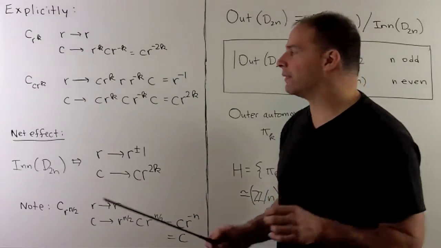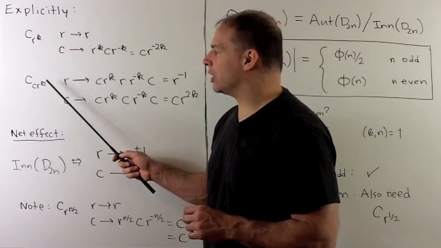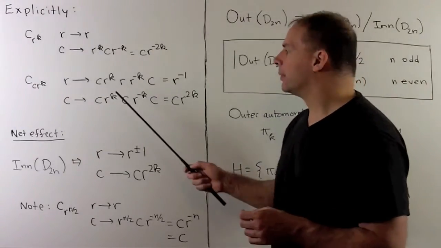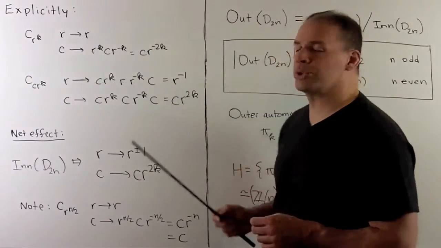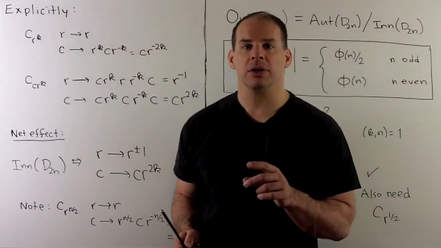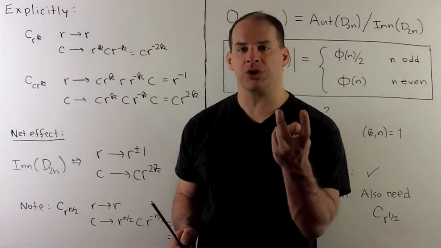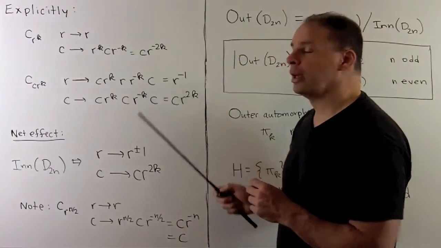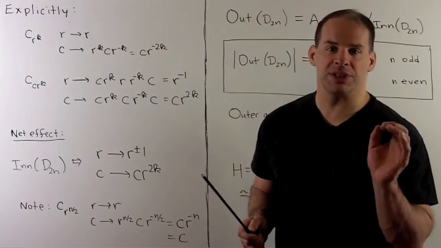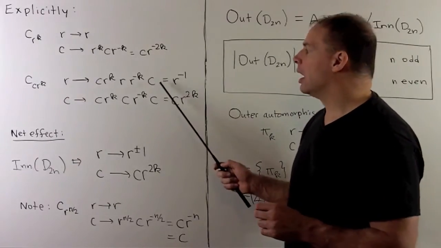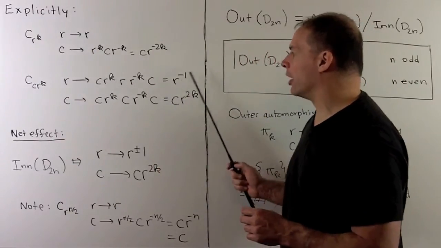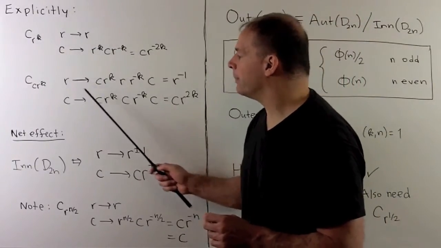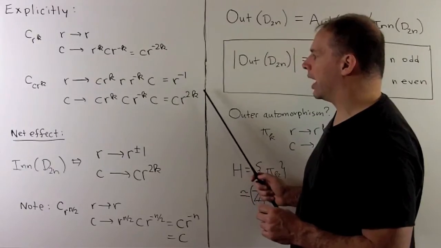If we conjugate by reflection, say c r to the k, r goes to c r to the k, r, and then we use the rule for the inverse of a product. So we just switch the order, put the inverse on each term. So we'll have r to the minus k, c inverse. Since c is order 2, c is equal to c inverse. I push this c to the front, and we get r inverse. Likewise, when we compute the effect on c, we get c r to the 2k.